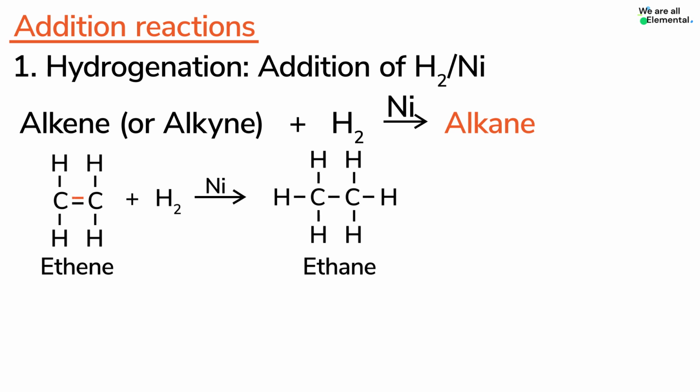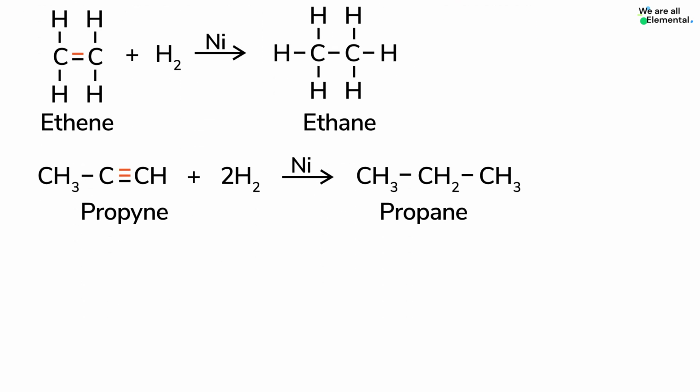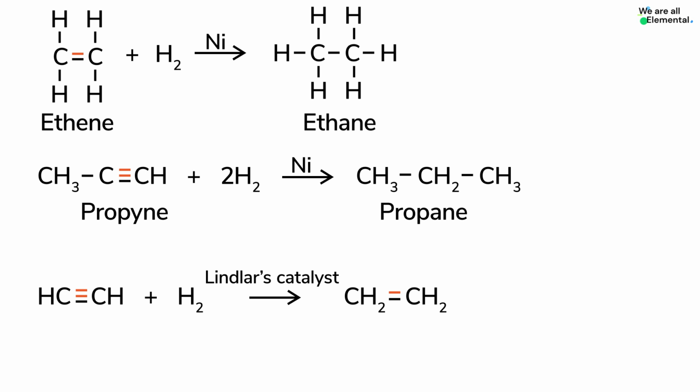For example, in ethene, the weaker bond breaks and forms ethane with the addition of hydrogen. In propyne, both weak bonds break to form propane. Lindlar's catalyst could be used instead of nickel. Here only one bond in the alkyne breaks and the end product is an alkene. Lindlar's catalyst is a mixture of palladium, calcium carbonate, and lead ions.